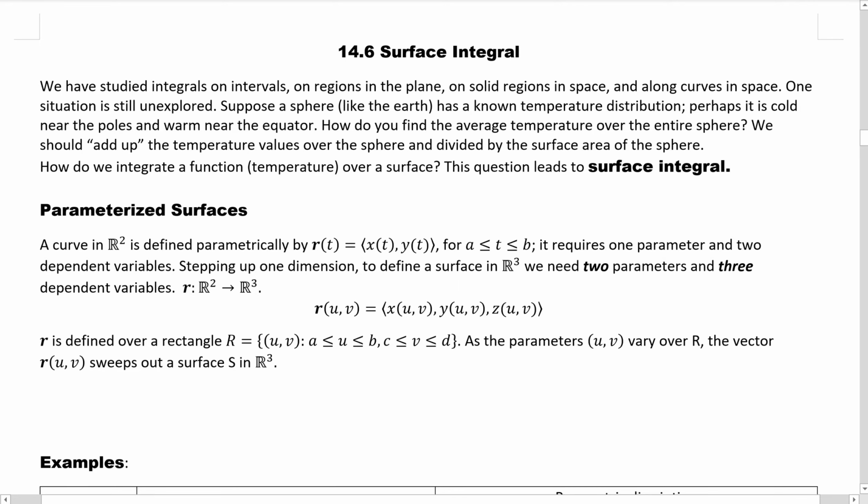Hi everyone! Today let's talk about section 14.6, surface integral.